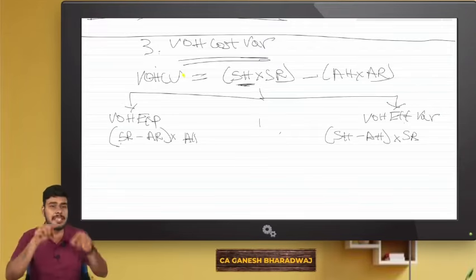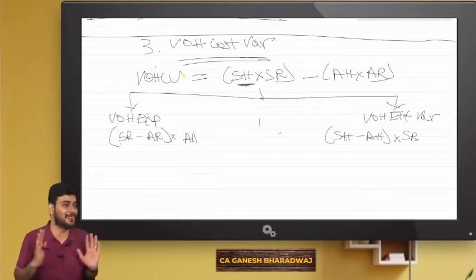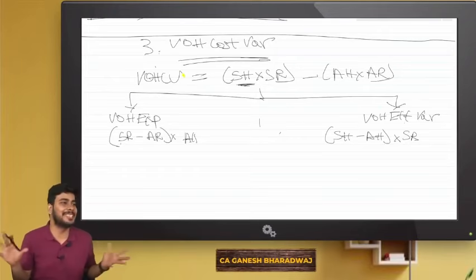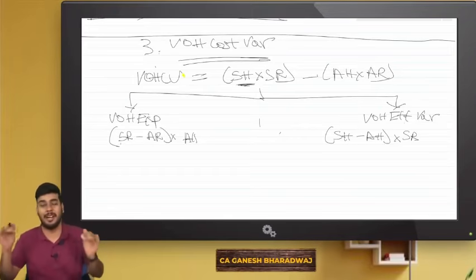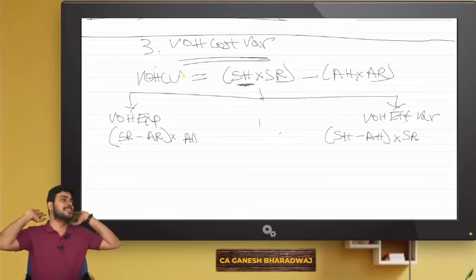And this efficiency variance is not further classified. Power, super power, multi-power and all is not there. Only one type of power is there. So you don't have these multiple further limbs. That's about your variable overhead cost variance. Are you clear with this?